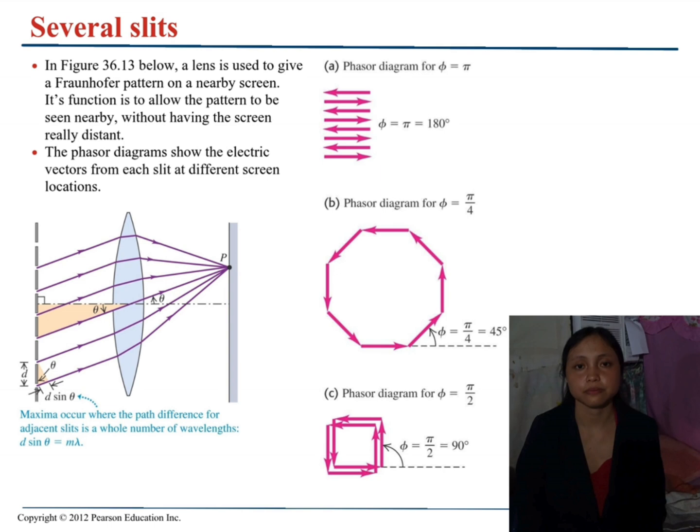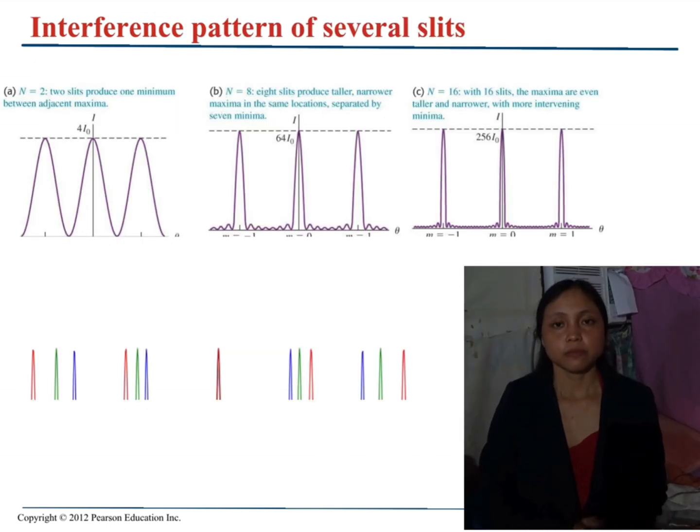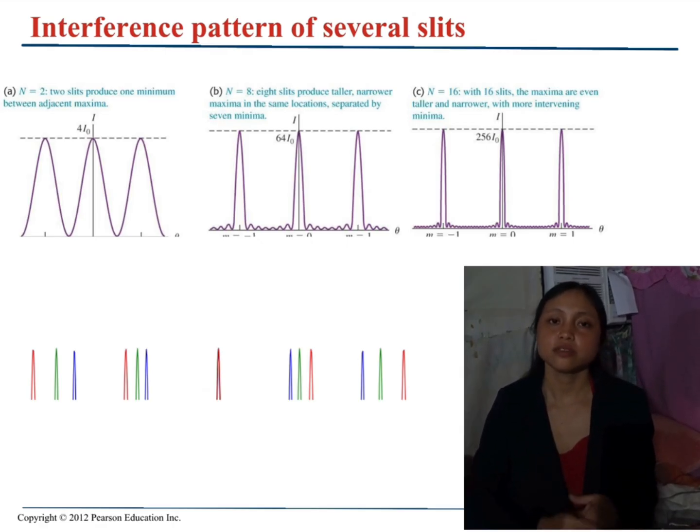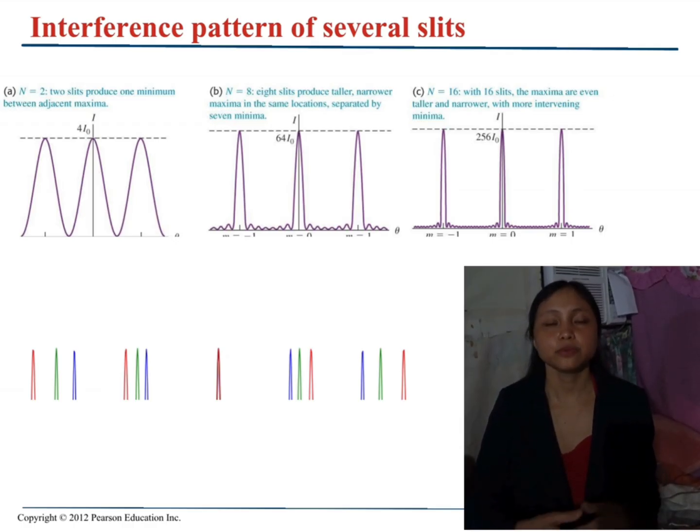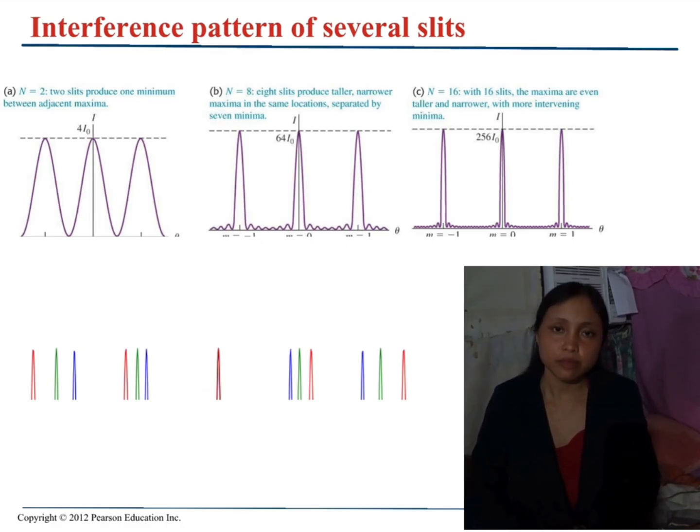As more slits are added, this slide compares patterns produced by 2, 8, and 16 slits. Notice that increasing the number of slits causes the bright peaks to become narrower and more intense. This improvement is extremely useful because it allows different wavelengths to be separated more clearly.